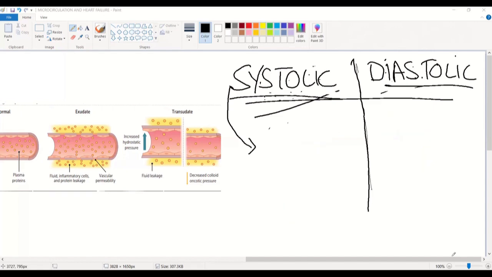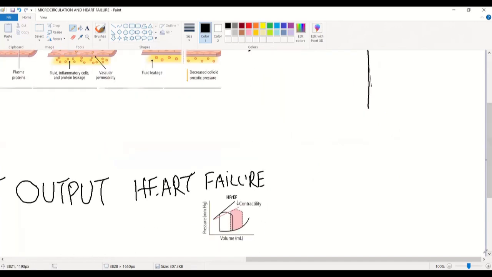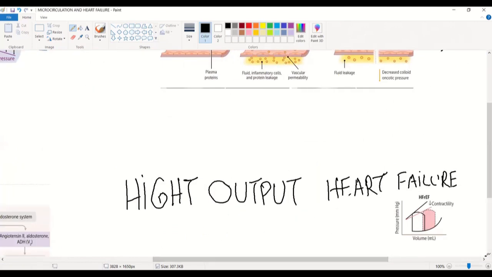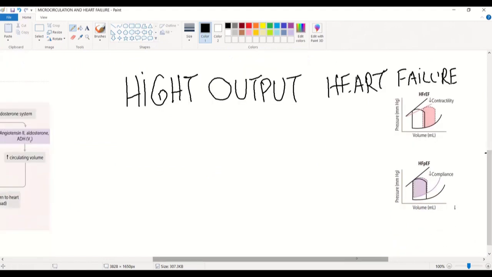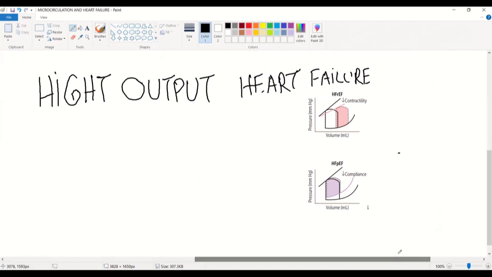Can anybody tell me any heart failure in which cardiac output is increased? Can anybody tell me the name of that heart failure in which cardiac output is increased? Anaphylactic shock, anemia. So it is high output heart failure. Hyperthyroidism, hyperdynamic circulations. Okay.